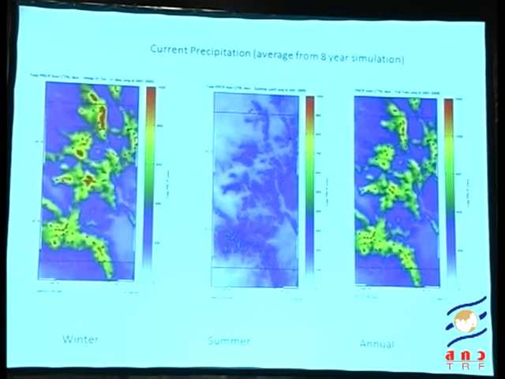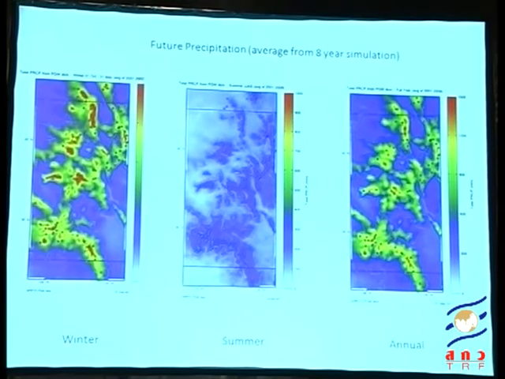What I'm going to show in the next few slides is I'm going to look at the average over this subdomain. We have details like this. This is winter precipitation, summer precipitation. You can see it's less. And this is the annual. And we're going to look at differences of this in the future.